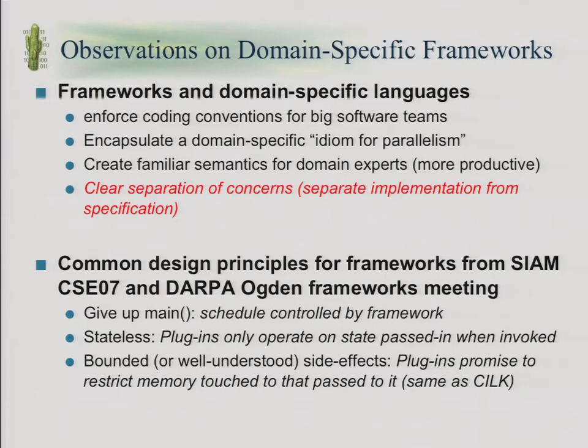So the observation here with the domain-specific frameworks, and domain-specific languages kind of fall in this category too, is that they enforce coding conventions for big software teams. They encapsulate a domain-specific idiom for parallelism, whether it be for PDEs and block-structured grids or dense linear algebra or particles. They create familiar semantics for domain experts. So the framework is usually built around a target problem space, and that enables you to make that upper layer of that three-layer cake be as close to the problem domain as possible without being too restrictive.